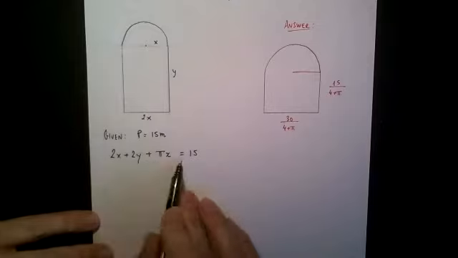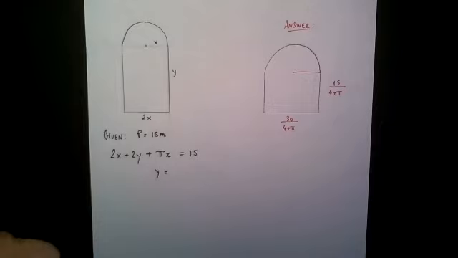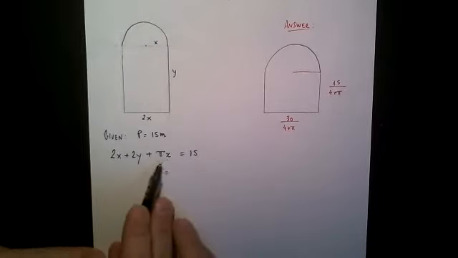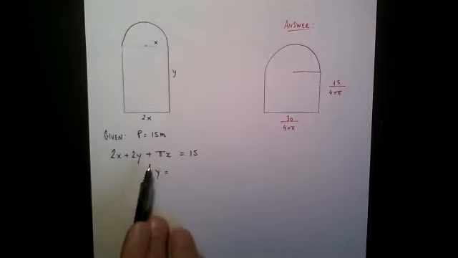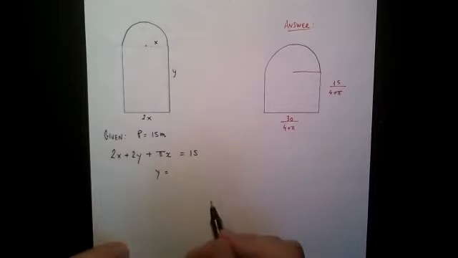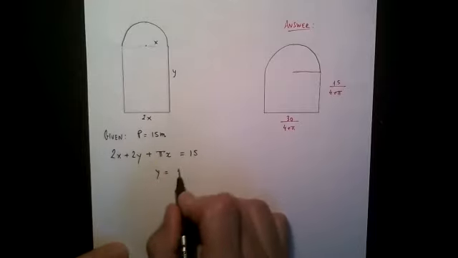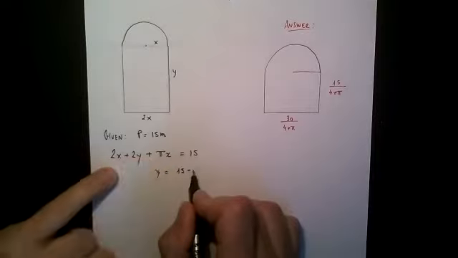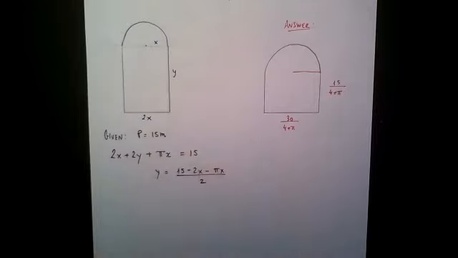Okay, so now I'm going to isolate the y here. Yes, sir. I have a question. Why did we use the area of a semicircle instead of the perimeter of a semicircle? This is the perimeter, it's not the area. Right, the perimeter is 2 pi radius, 2 times pi times the radius divided by 2, because it's a semicircle. Is that okay? Yes. So now y is what? Y is going to be 15 minus 2x minus pi x, and all this divided by 2.